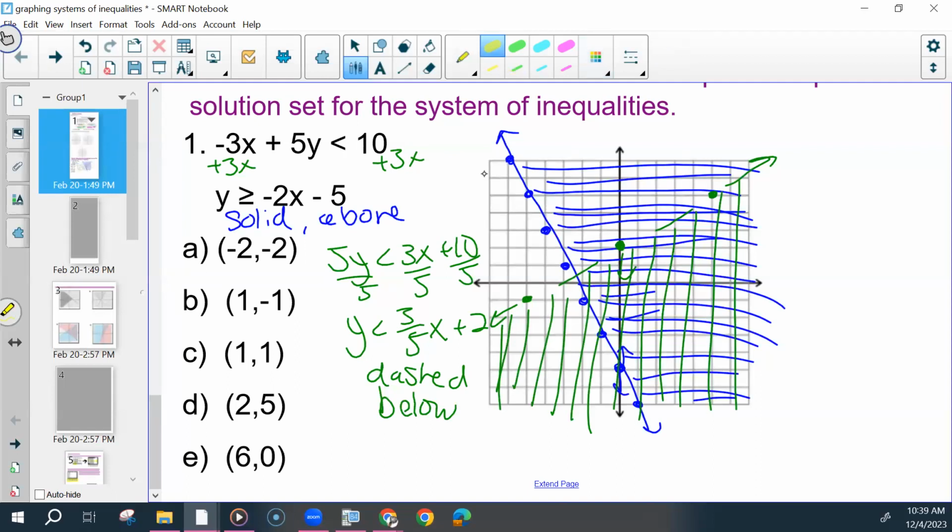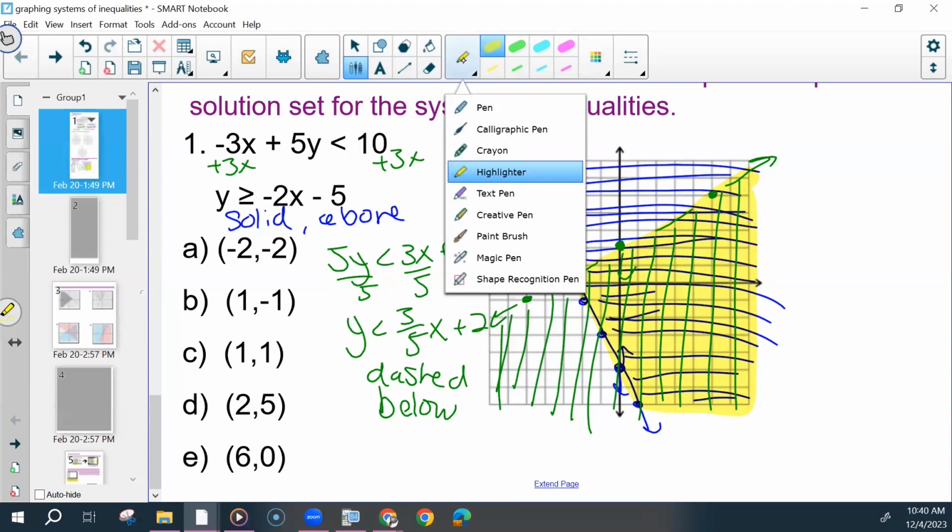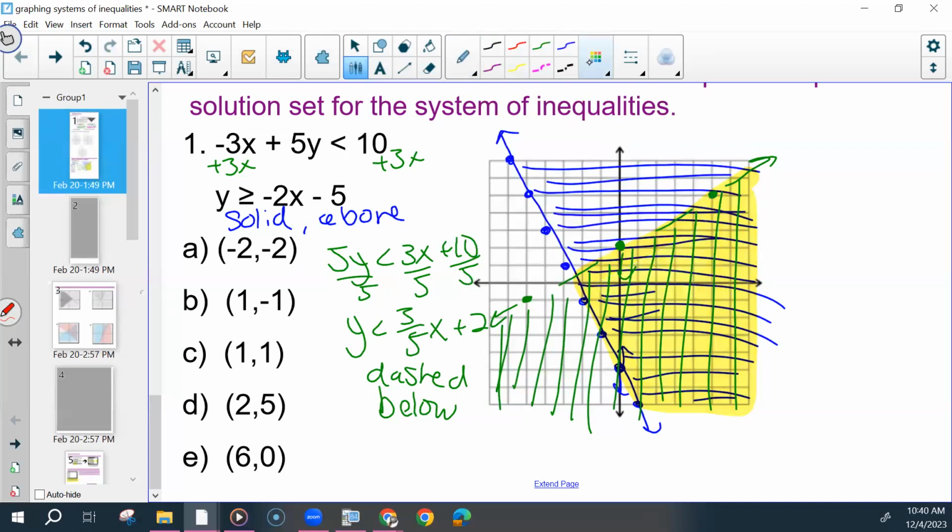If you're using just a pencil for both, you may want to do something like this and maybe highlight where they both intersect. So then your solutions have to fall in where they both intersect, not just one. So let's test some of these and see if they do or do not.